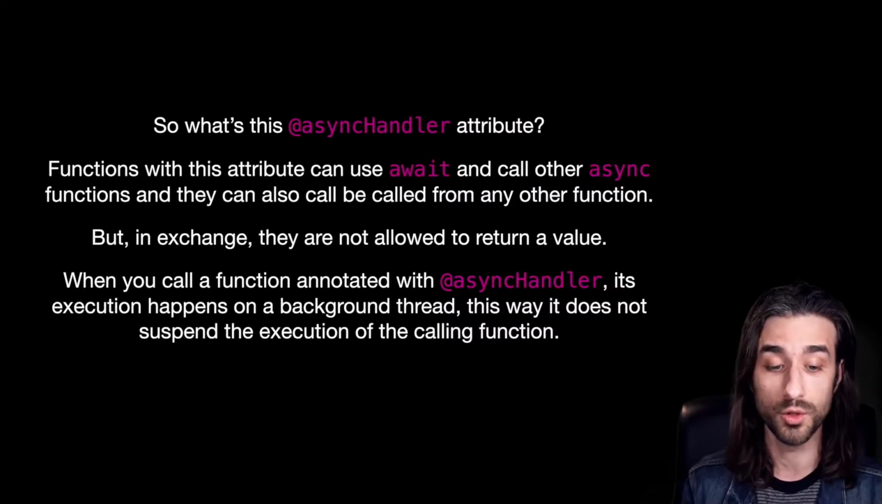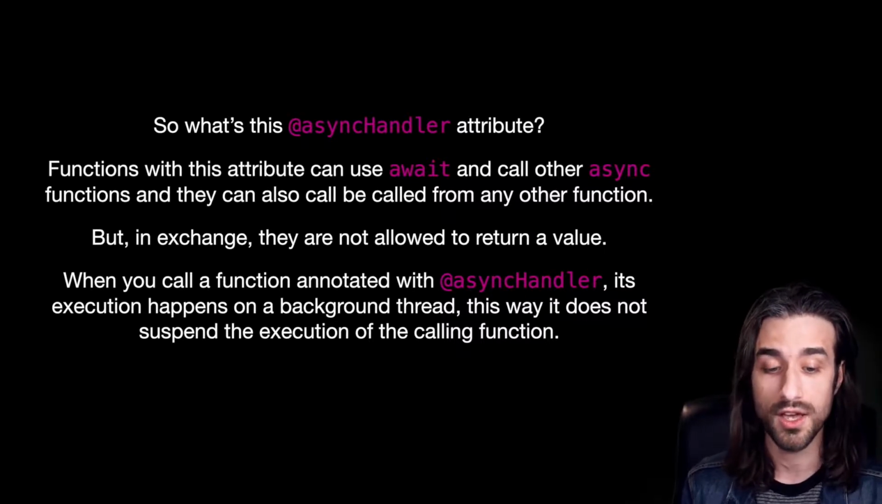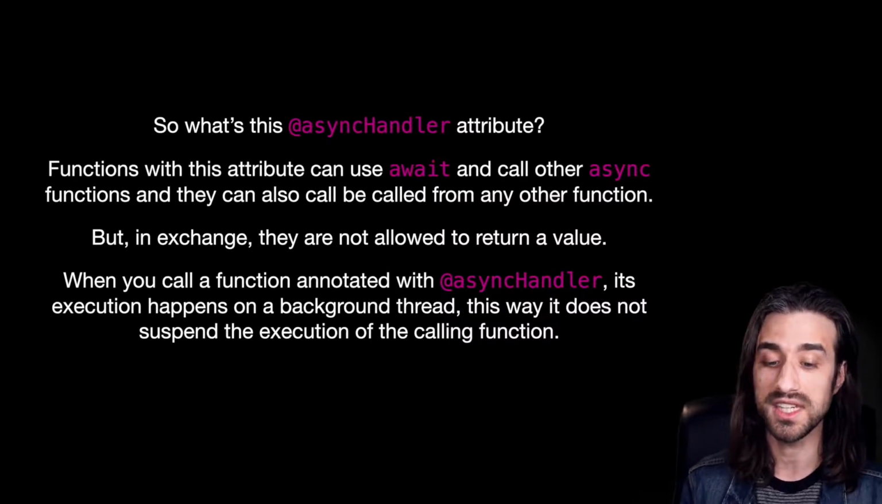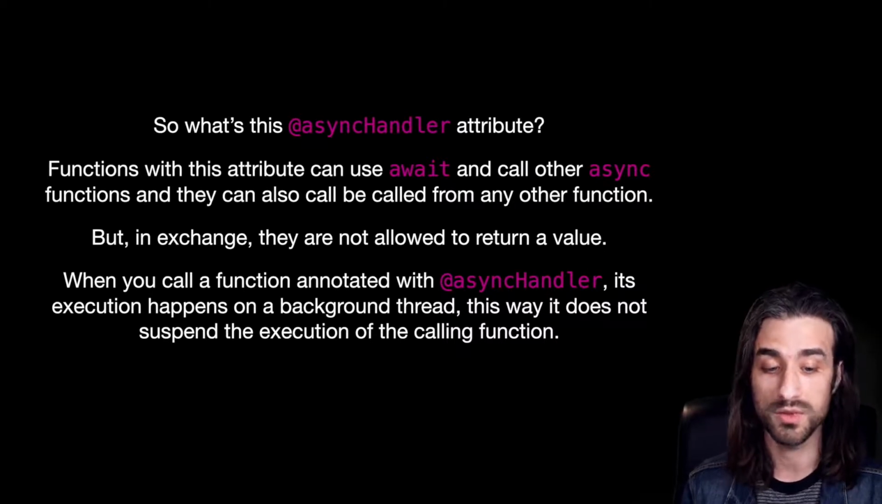And of course, we don't want to have this because we want to spawn the execution of the function on the background thread. So we say a method marked with @async_handler is not allowed to return a value, but in exchange, it can be called from any other regular function. So for instance, we can call a method marked with @async_handler from the app delegate, from viewDidLoad, from any place of our Swift code.